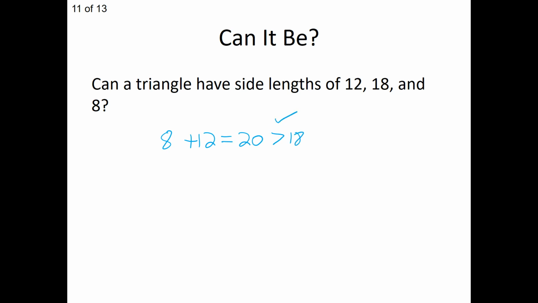Yes, it is. Which means, can we make a triangle with these three lengths? Yes, we can. Okay, it passes the triangle test because it satisfies the triangle inequality. Pick any two sides, add them together, it will be greater than the third. It satisfies that.